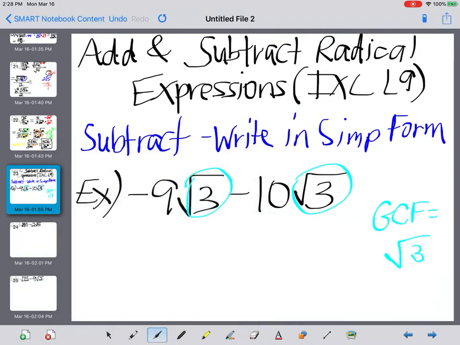So if that is the case, then I can just go ahead and combine. So I have -9 square root of 3's, and then I'm going down 10 more square root of 3's. So in total, we're going to have -19 times the square root of 3. So we're using that good old greatest common factor skill that just keeps on popping up. Learned that a long time ago. We'll just keep using it. So that's really not too bad, is it?